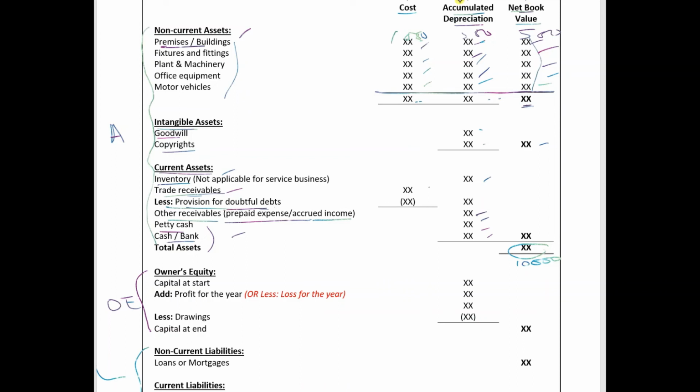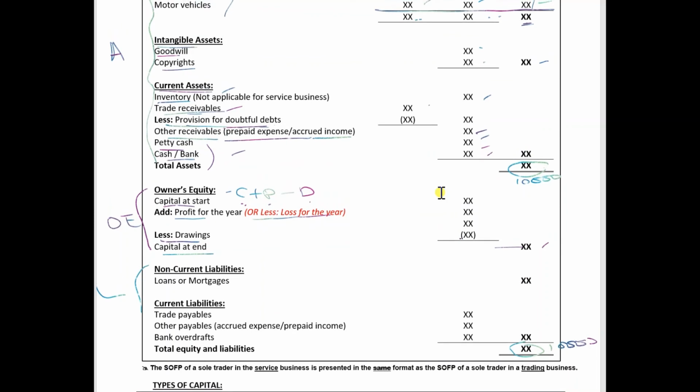And owner's equity, as I already said, is the capital plus the profit and minus the drawings. So capital add profit, or if it's a loss you have to deduct it, and then deduct the drawings, then you get the capital at the end, because profit will increase the capital and drawings will decrease the capital. And finally the non-current liabilities, you just list down, like a loan or mortgage. If there are quite a few items, then you list on this side. If there's only one item, then you list straight on the last column.